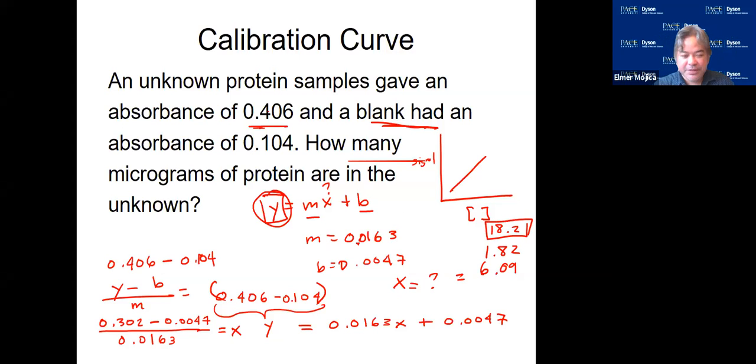So you have to be very careful. Sometimes the given absorbance is just a Y, but if you have a reading of a blank that is not equal to 0, you have to subtract it with the blank.